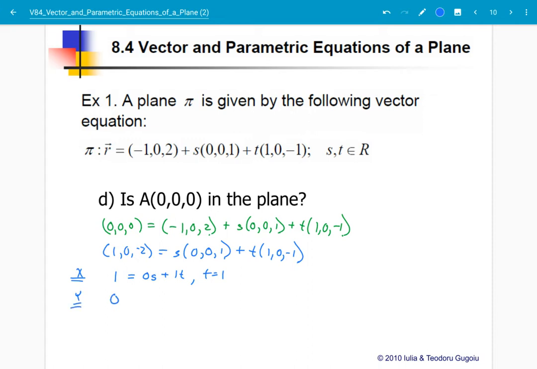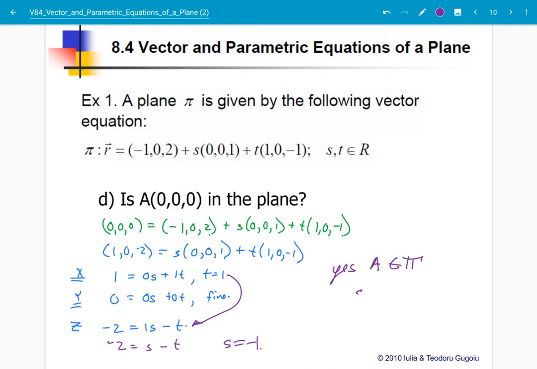For y, we have 0 is equal to 0s plus 0t. So that's fine. That's true. That works for any s or t value. So finally for z, we have negative 2 is equal to 1s minus t. We plug in, we have negative 2 is equal to s minus 1. So s is equal to negative 1. Yes, A is an element of the plane when s is equal to negative 1 and t is equal to 1.